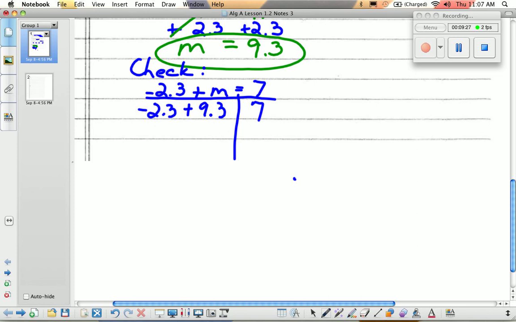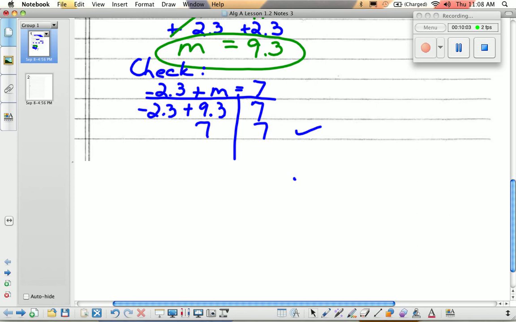Okay, let's think of it like money. If I have $9.30, could this represent $9.30? Yes. Could this represent giving away $2.30? Yes. If I give $2.30 of my $9.30 away, how much money will I have left? $7. Yeah. It checks out, doesn't it? Okay. Again, we're still doing these nice check problems, so someday I will let you out of them, but not yet. Okay, any questions?